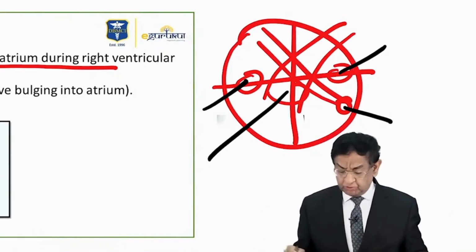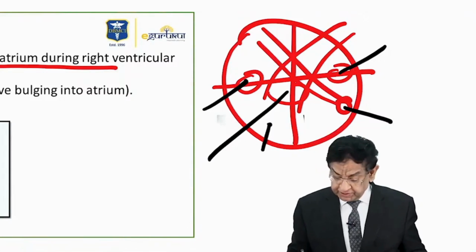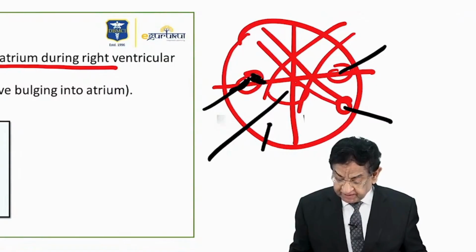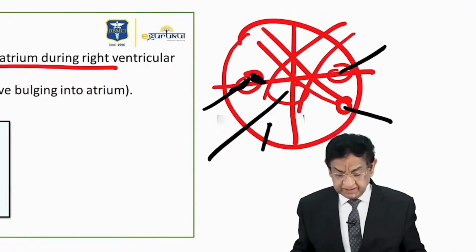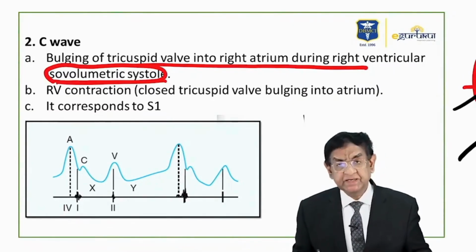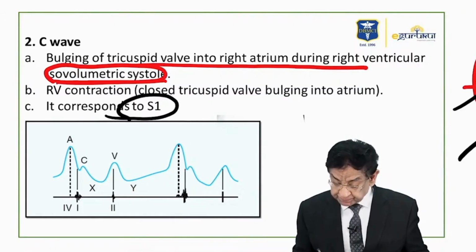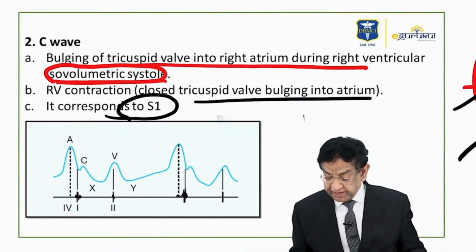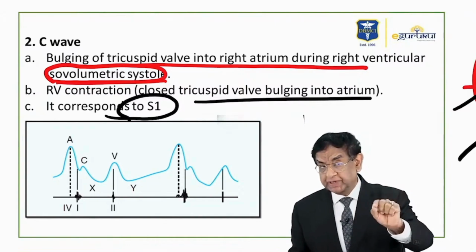So everything is closed and a huge pressure is getting generated in the right ventricle. During that time, this tricuspid valve will slightly bulge into the right atrium, and that bulging will produce C wave. So you can see C wave is getting produced at the time when all valves are closed. It corresponds to S1, right? Bulging of the tricuspid valve into the atrium in the isovolumetric state corresponds to S1.